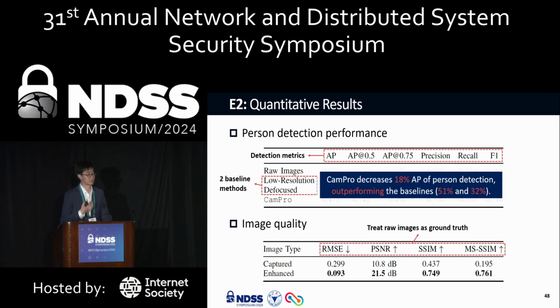We also assess the image quality before and after image enhancement. We employ the reference-based metrics, treating the raw images as the ground truth. And we found there is a significant improvement in image quality after image enhancement. For example, the PSNR increased by more than 10 dB.